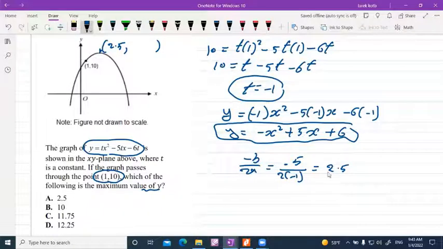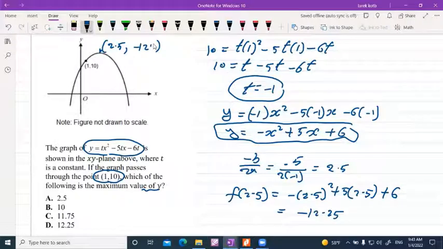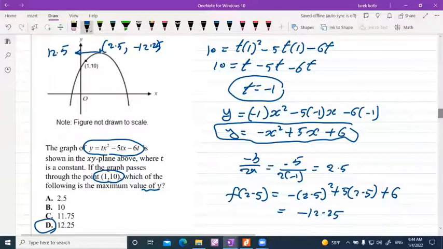And what? I want to get the y, because he wants the value of y. So find f(2.5). f(2.5) from here it will be negative 2.5 squared plus 5 times 2.5 plus 6. And this will give me 12.25. So 12.25 is the y component of the vertex, the value of y, the maximum value. That means that this is the maximum.